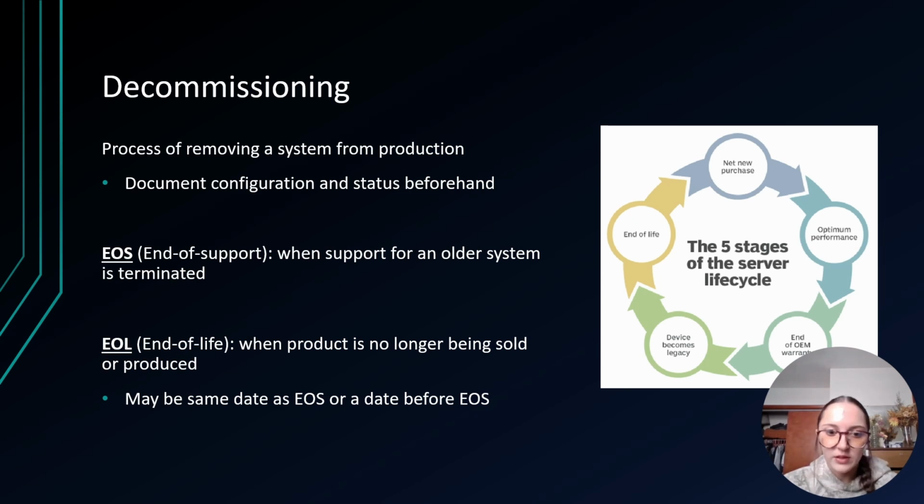And then you have decommissioning, which is the process of removing a system from production. You should document the configuration and status beforehand, before it's removed. Here you have the EOS, or end of support, which is when support for an older system is terminated. You also have EOL, or end of life, which is when the product is no longer being sold or produced. This may be the same date as the EOS, or it could be a date before the EOS.